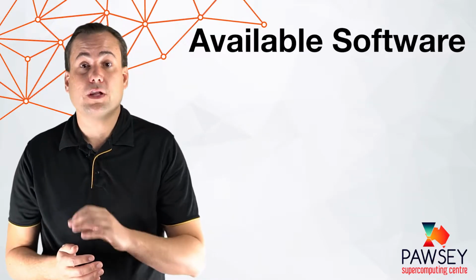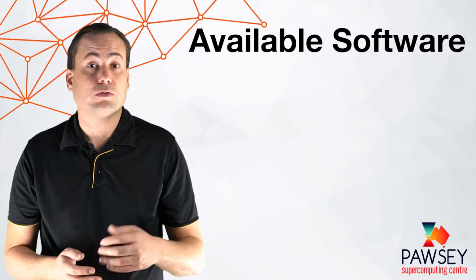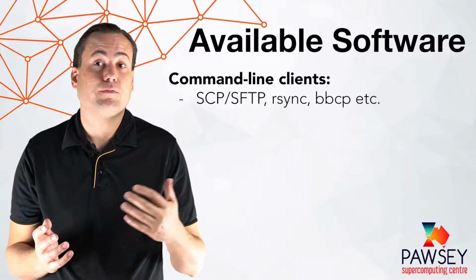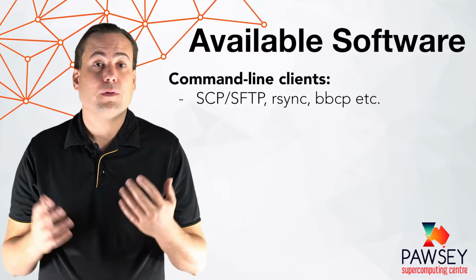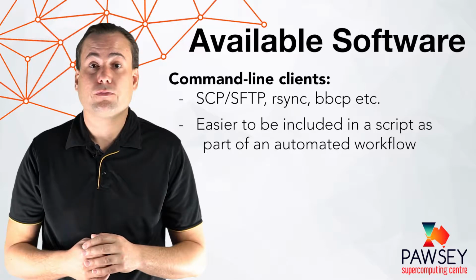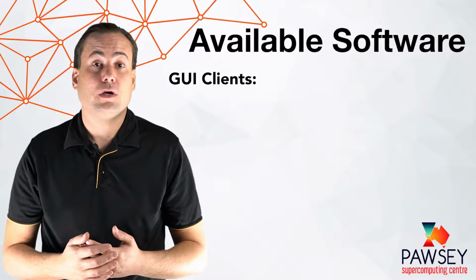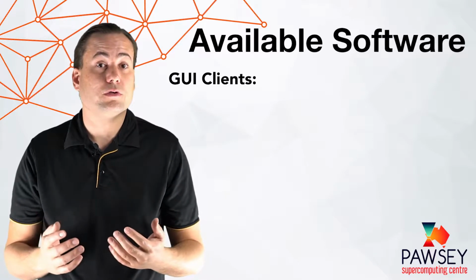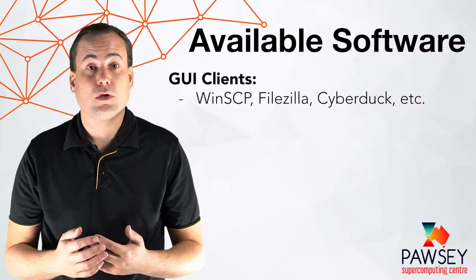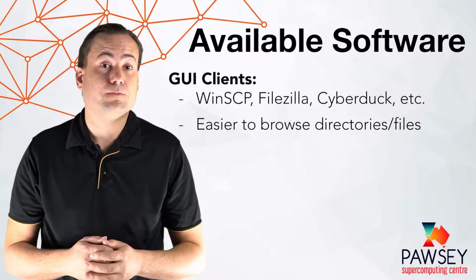There is a range of available software for transferring files to and from the Pawsey supercomputing systems. This includes command line clients such as SCP, SFTP, rsync, BBCP, and many more. Command line clients are easy to use in scripts to automate workflows. Some users may be more comfortable with graphical user interfaces, and there are many clients that support this feature, including WinSCP, FileZilla, CyberDuck, and more. These graphical interfaces provide greater ease of use for manual file transfers.